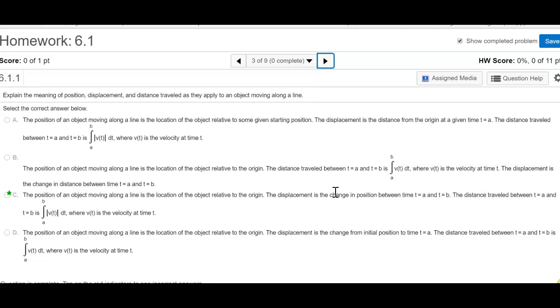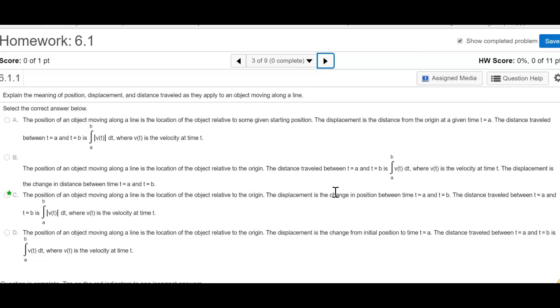So the correct answer here is C, the position of an object moving along a line, which is all we're doing really in this section, is the location of the object relative to the origin. The displacement is the change in position between time t equals a and t equals b. The distance traveled between t equals a and t equals b is the integral from a to b of the absolute value of v(t) dt, where v(t) is the velocity at time t.